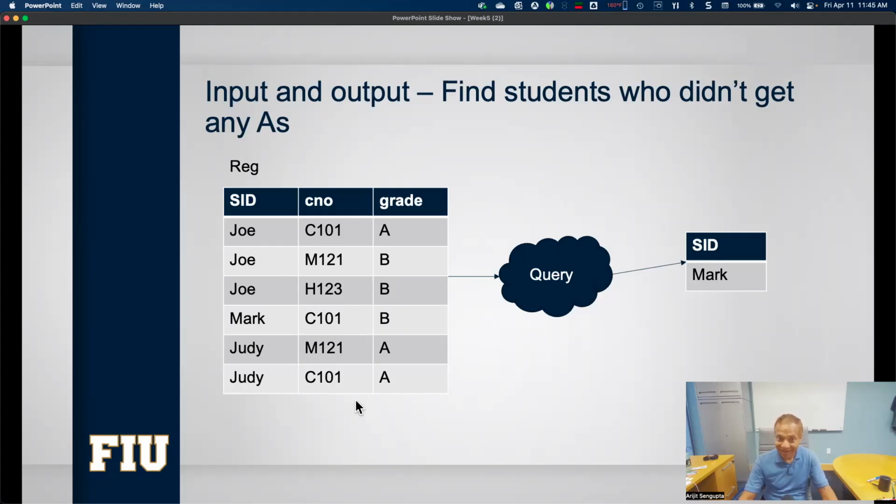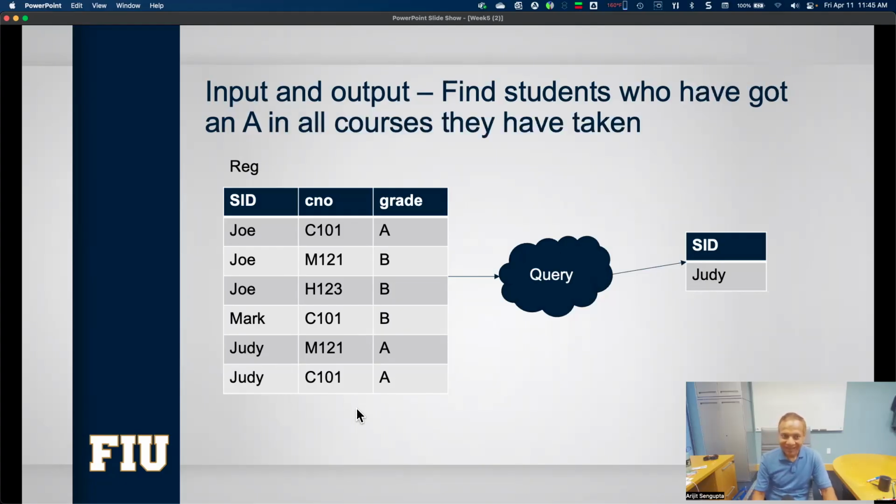As you can see, that is possible. Let's take another one. Find students who have gotten A in all courses they have taken. Well, Joe doesn't appear because Joe got some B's. Mark obviously didn't get any A's, so doesn't show. Judy got both A's, took two courses and got both A's. So Judy shows up in the output.